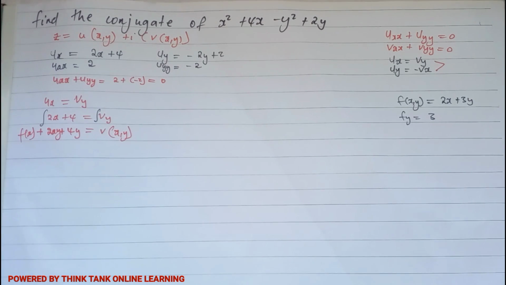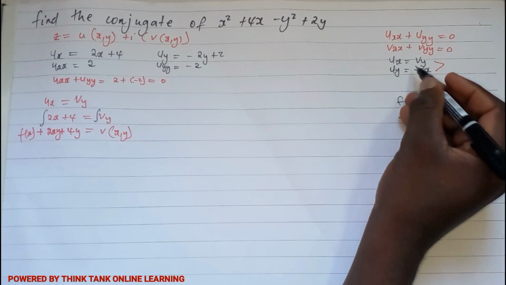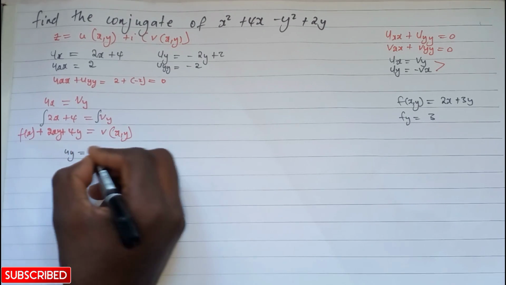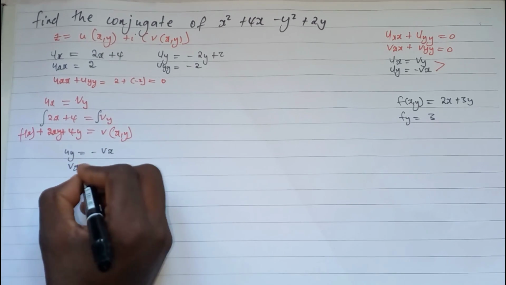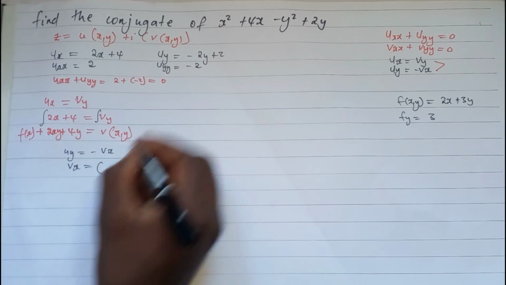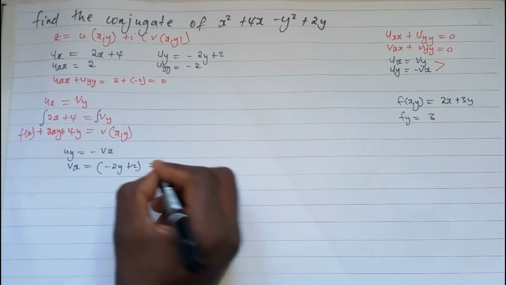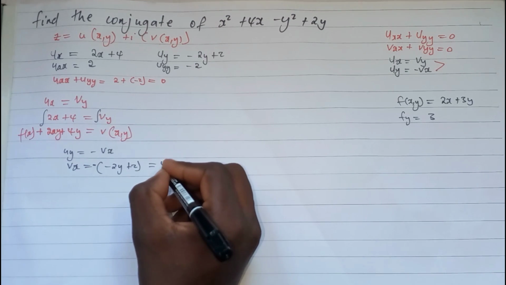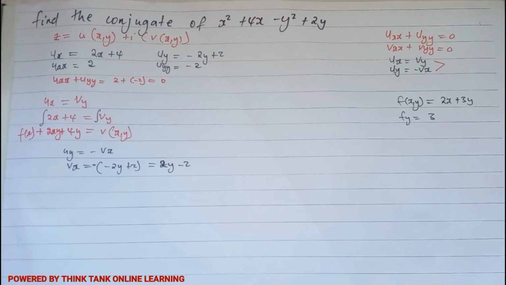Okay, so we're going to use the second equation, uy equals negative vx. So that means for vx, we're going to divide both sides by negative. We're going to get negative 2y plus 2, and this is equal to, okay, so we have a negative here, 2y minus 2. So this is the first equation.